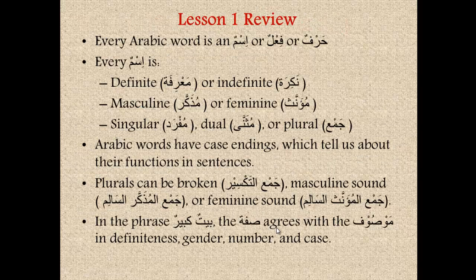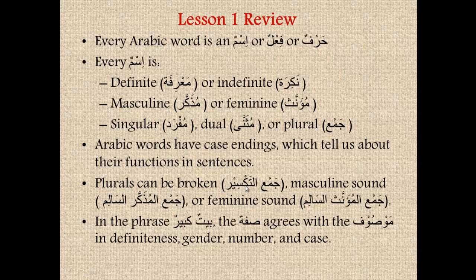So that brings us to the end of lesson number 1. Here is a quick review. Every Arabic word is either an ism, a noun or a pronoun, a fi'l, a verb, or a harf, a particle. Every ism is either definite, ma'rifah, or indefinite, nakirah. Every ism is also either mudhakkar, masculine, or mu'annath, feminine. And also, every ism is numbered. It can be singular, mufrad, dual, muthanna, or plural, jam'. Arabic words have case endings, and these case endings tell us something about their functions in the context of sentences.